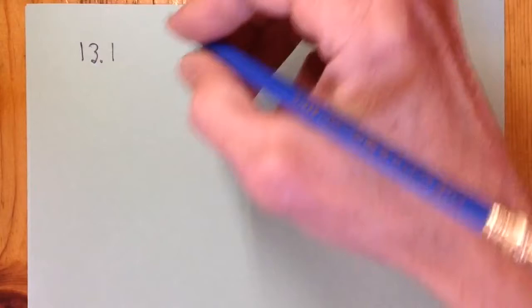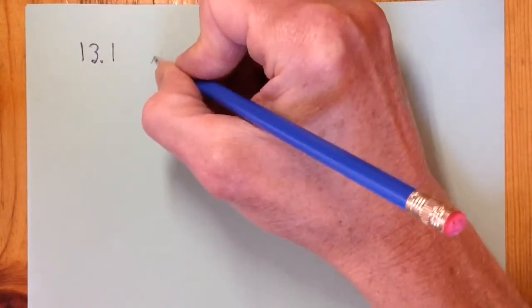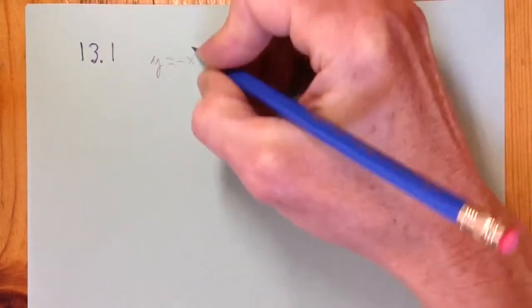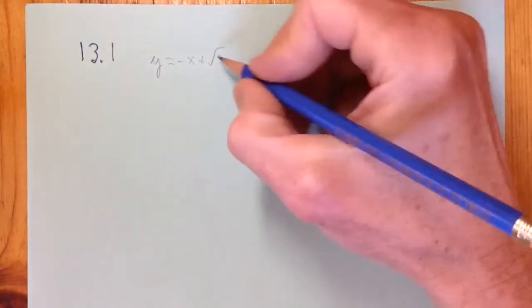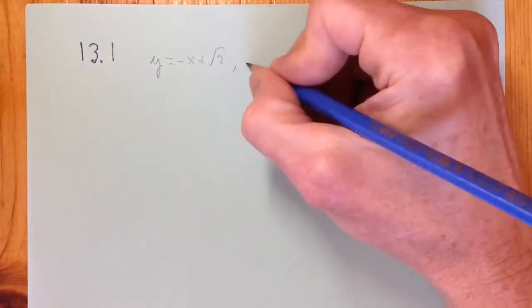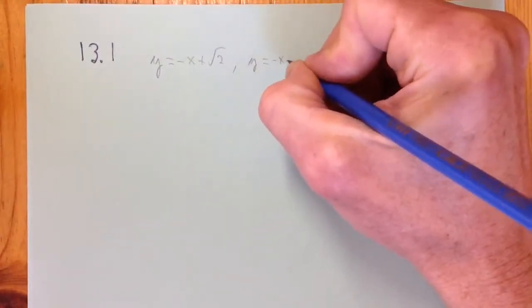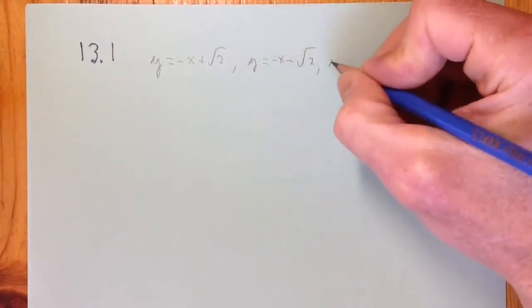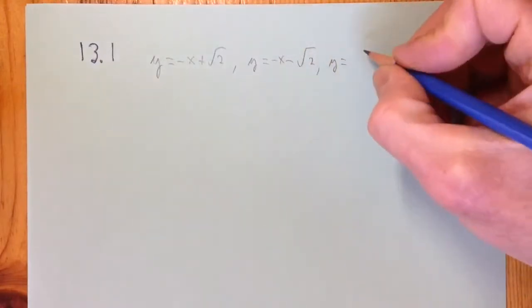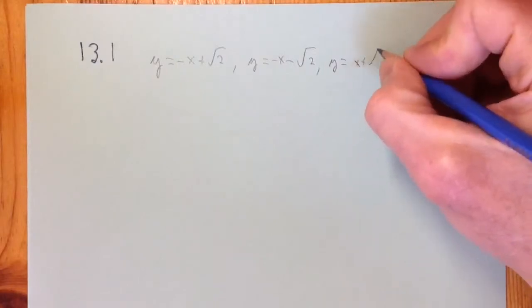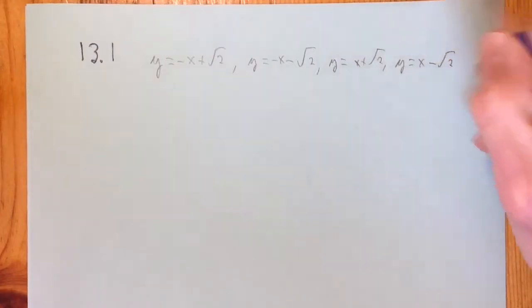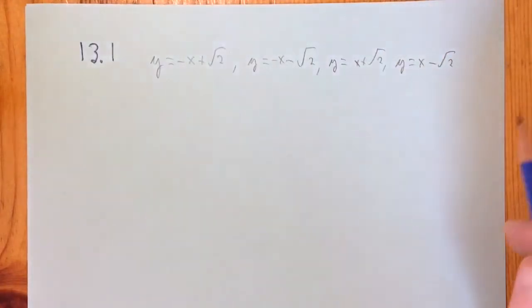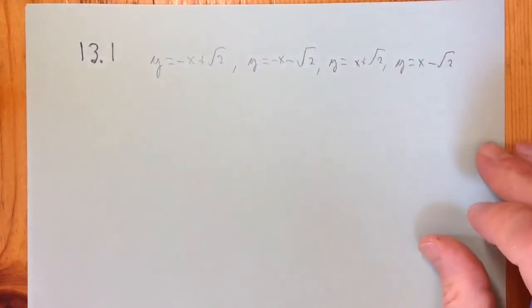So first they're showing to graph all these lines, like y equals negative x plus the square root of 2, and then the other one is negative x minus root 2, and then positive x plus root 2, and positive x minus root 2. And graph all these things and show that they make a diamond which the unit circle fits in.